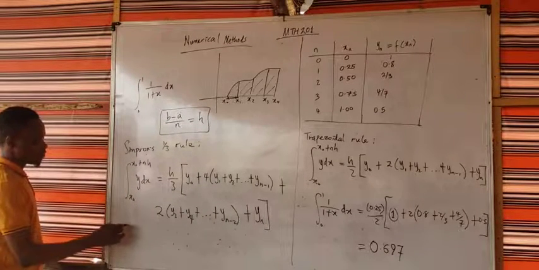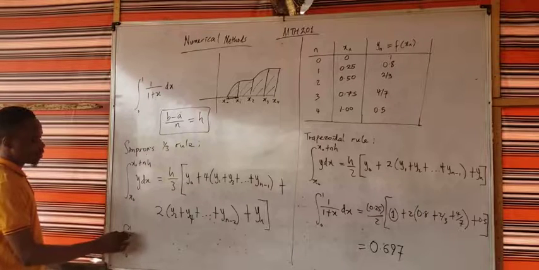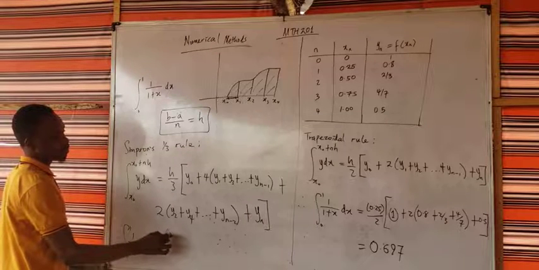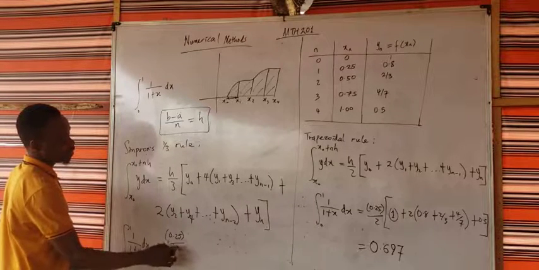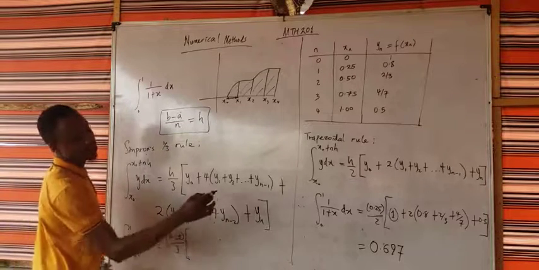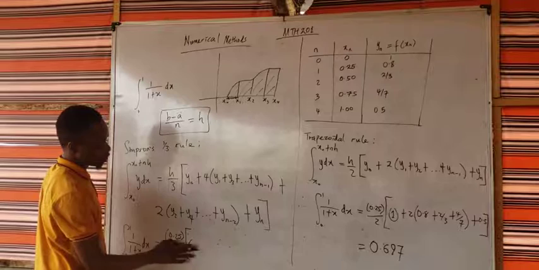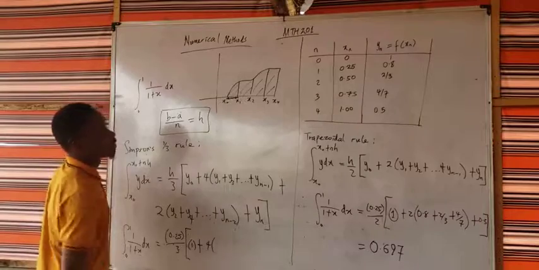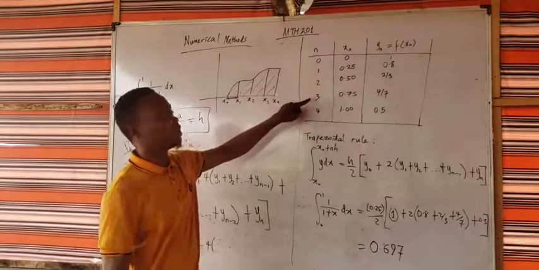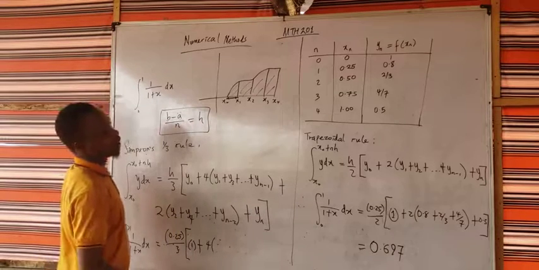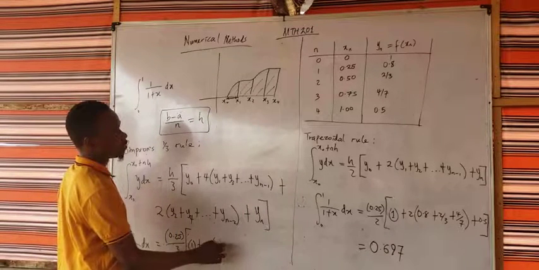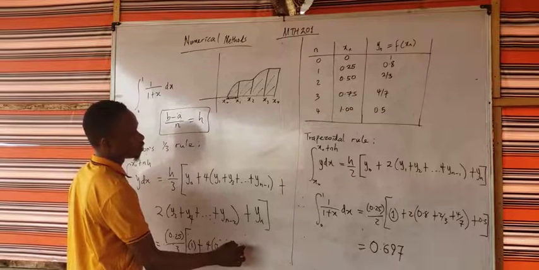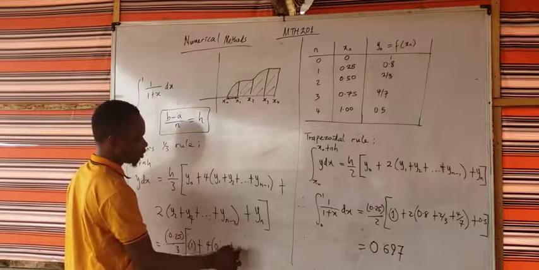So in this case, we're going to have our integral from 0 to 1 of 1 over 1 plus x dx equal to h, which is 0.25, all over 3 into y naught, still 1. Then plus 4 into, so what are the odd ones now? That's just y1 and y3. y1 is 0.8. Then plus y3. y3 is 4 over 7.